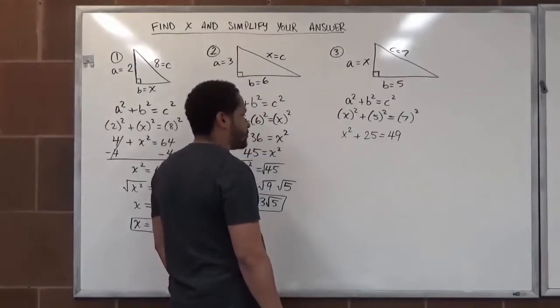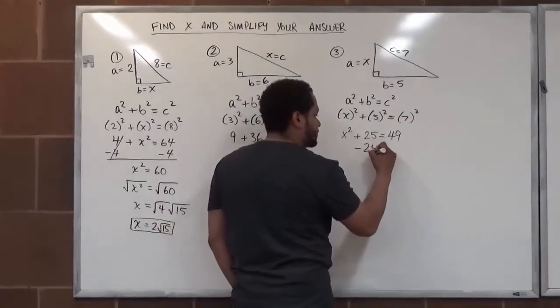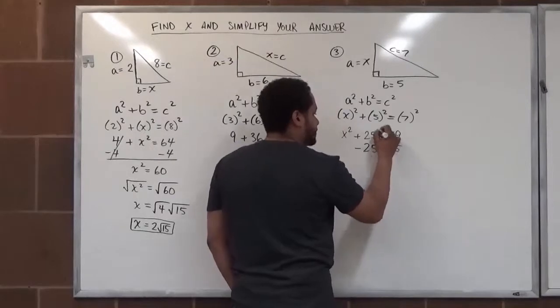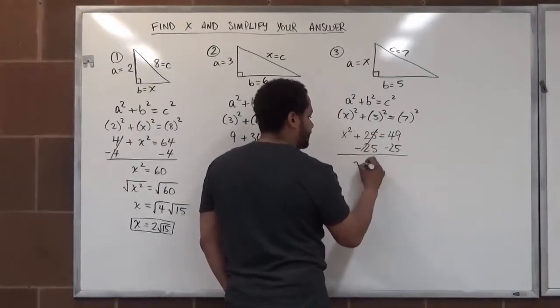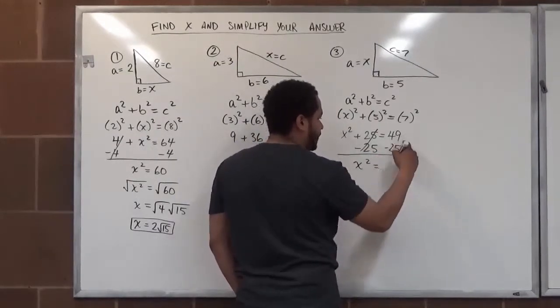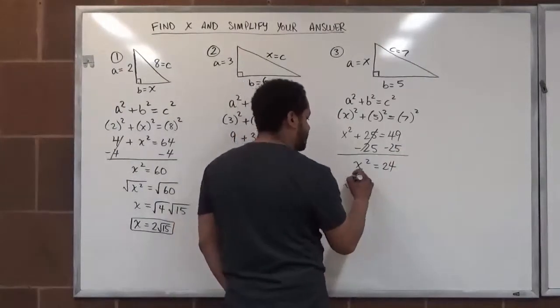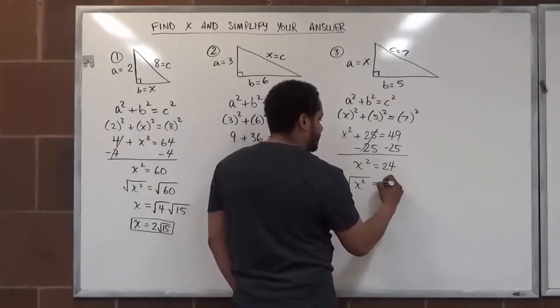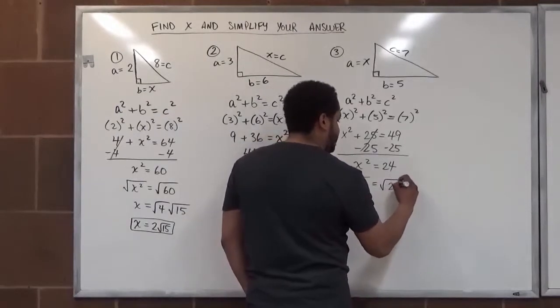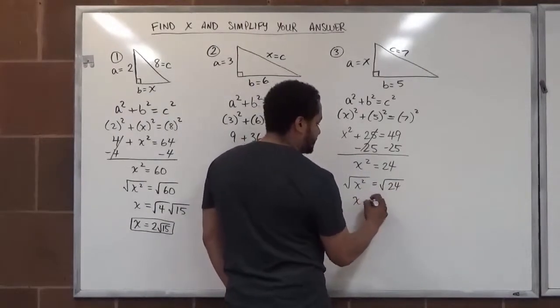Let's isolate our x squared term by subtracting 25 from both sides. This makes these cancel. We are left with x squared on the left. On the right hand side, we're left with 24. Our next step is to take the square root of both sides. We have the square root of x squared, the square root of 24, and x is equivalent to the square root of 24.